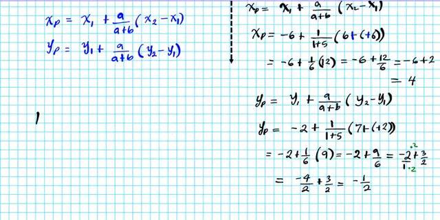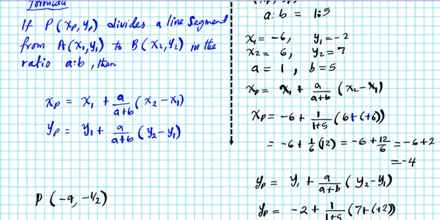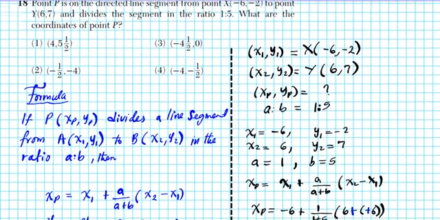So the coordinates of point P are: x is supposed to be negative 4, and the y is negative 1/2. Let's write that again. So x is negative 4 and y is negative 1/2. So the answer for question number 18 is option number 4.